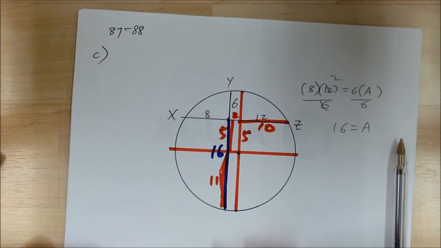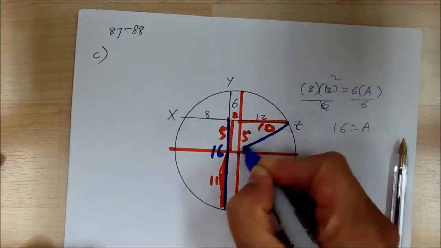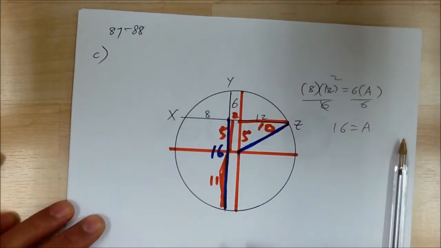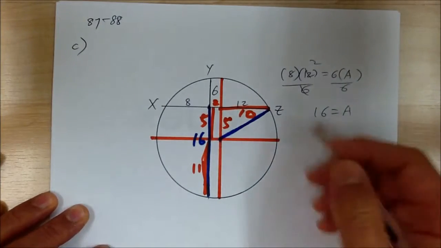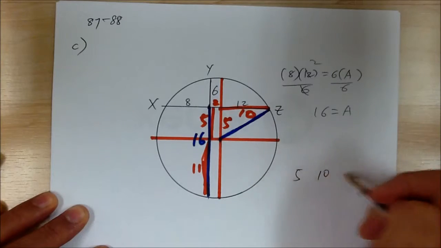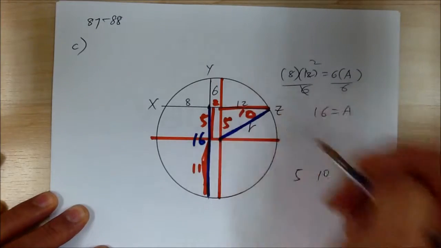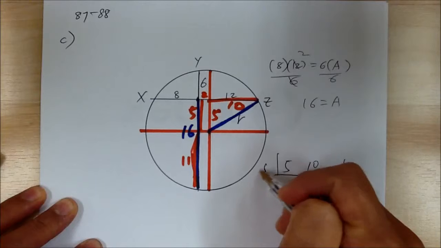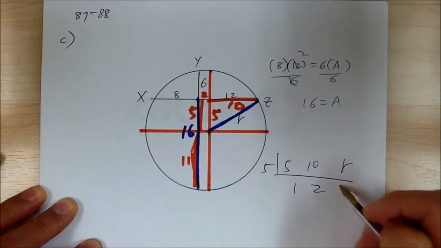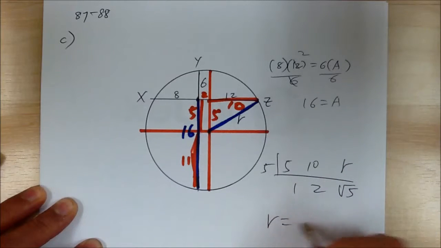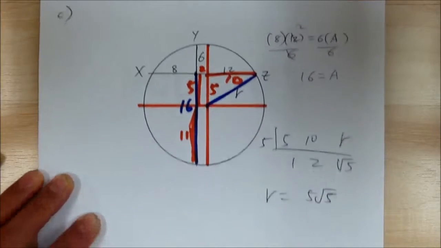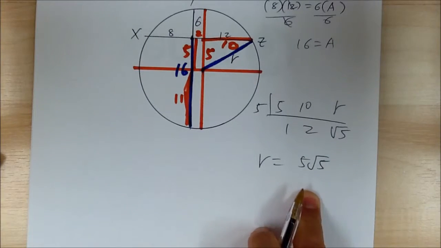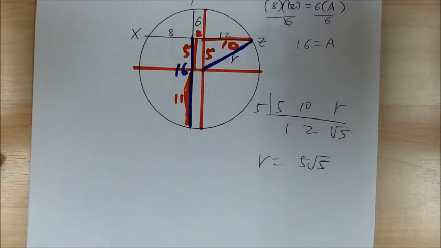So after this, you can go and use your Pythagorean theorem. Okay, so you can figure out your radius over here. So now you're going to have 5, 10, and a radius. Okay, so go and factor out of 5. So you get 1, 2, and this is square root of 5. So R equal to 5 square root of 5. Okay, so that's a quick way to do it. So we're going to do a few more.